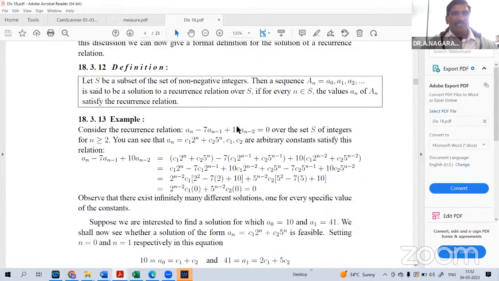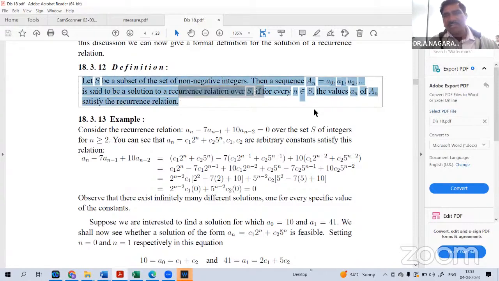Now I'm going for recurrence relations, and how we get them from sequences. So the definition of recurrence relations: as per the set, we can get a recurrence relation.